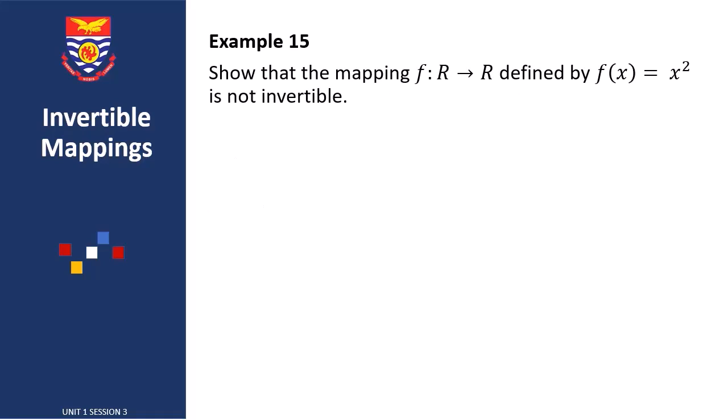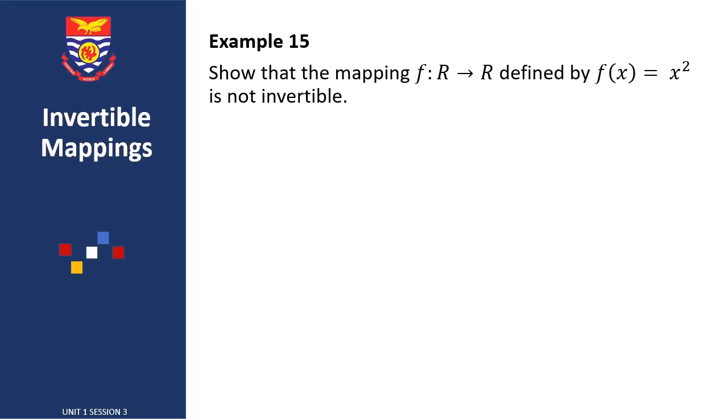Now, let's look at example 5. Show that the mapping f from the real numbers to the real numbers defined by f of x equals x squared is not invertible. I want to show that this mapping has no inverse. If we want to show that it has an inverse, then we look for 1 to 1 and at the same time onto. So let's check for 1 to 1 first.